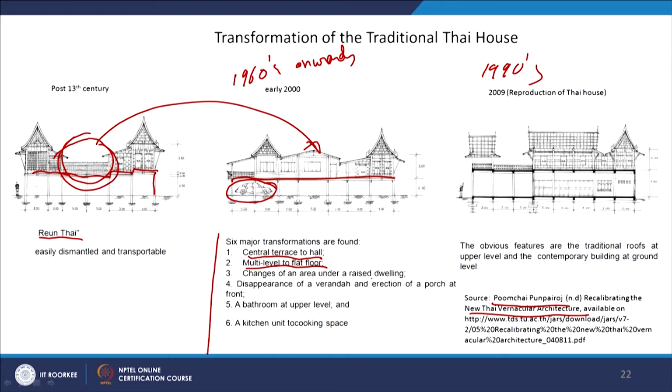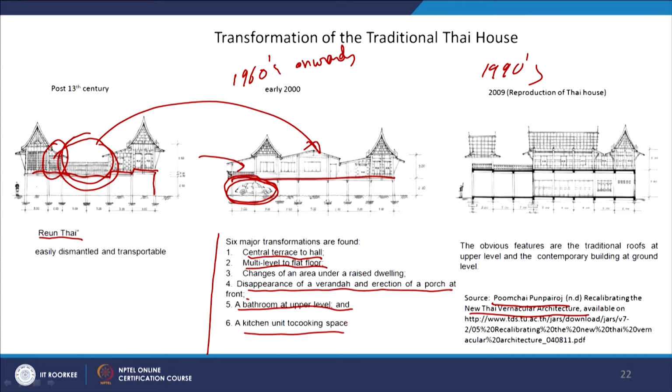Changes of an area under a raised dwelling. So in fact, this whole part now they are using for car parking and things like that. And then the disappearance of the veranda and erection of a porch at the front. So the traditional verandas are gone now, and the orientations have slightly changed onto this side, and a bathroom at the upper level and a kitchen unit for cooking space.